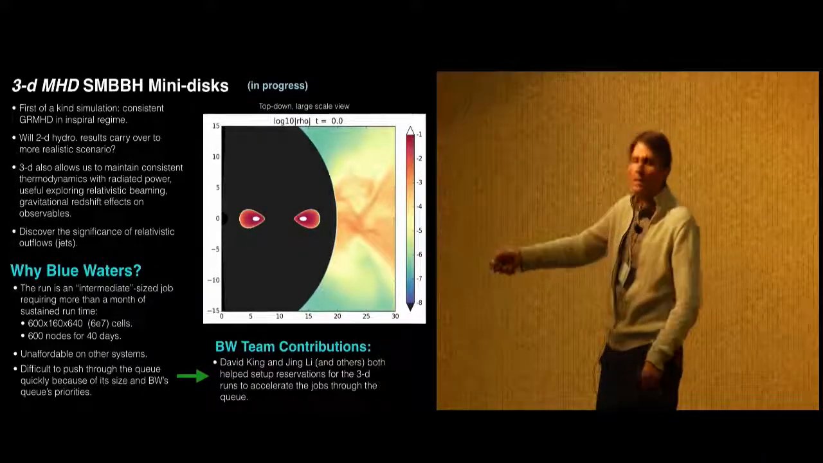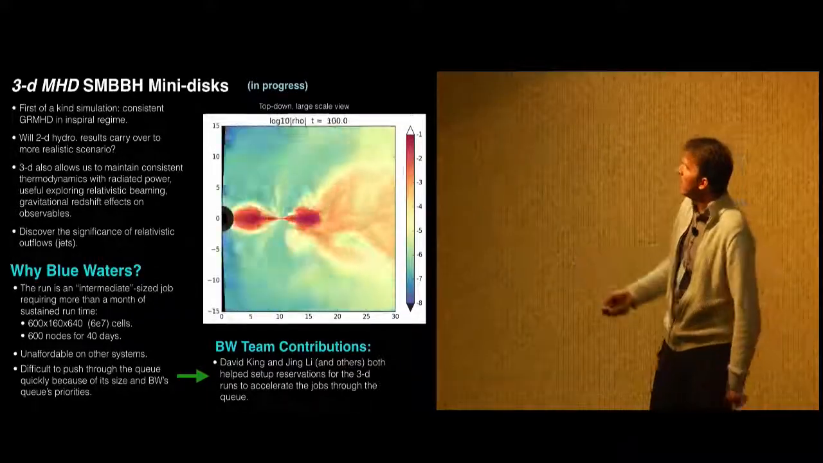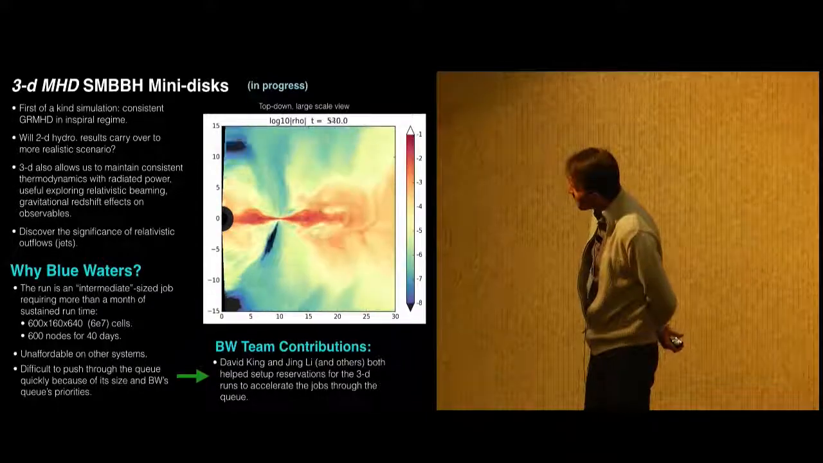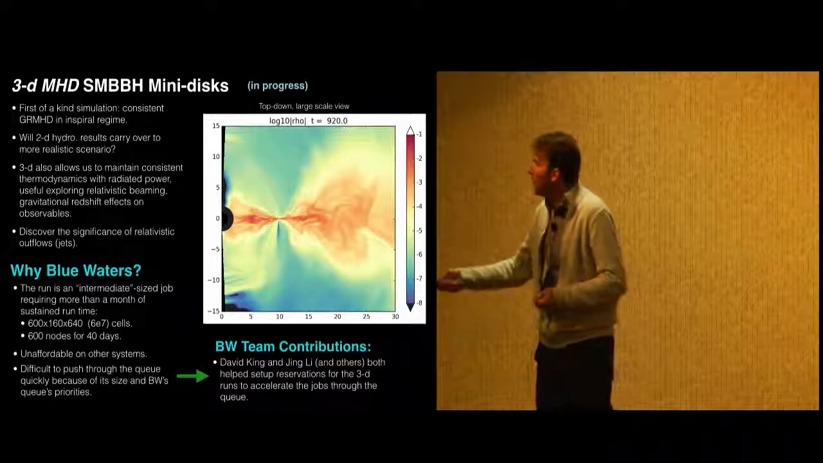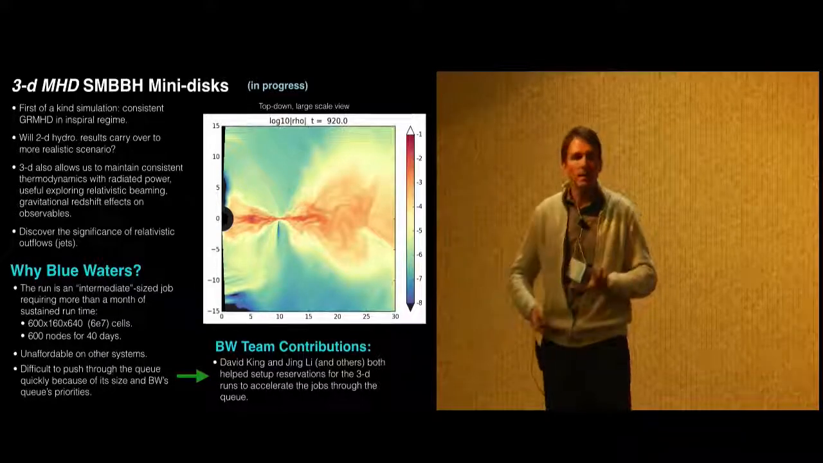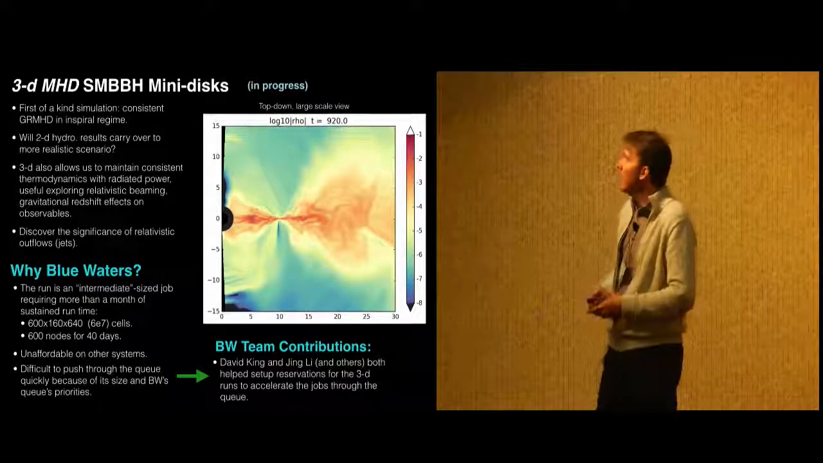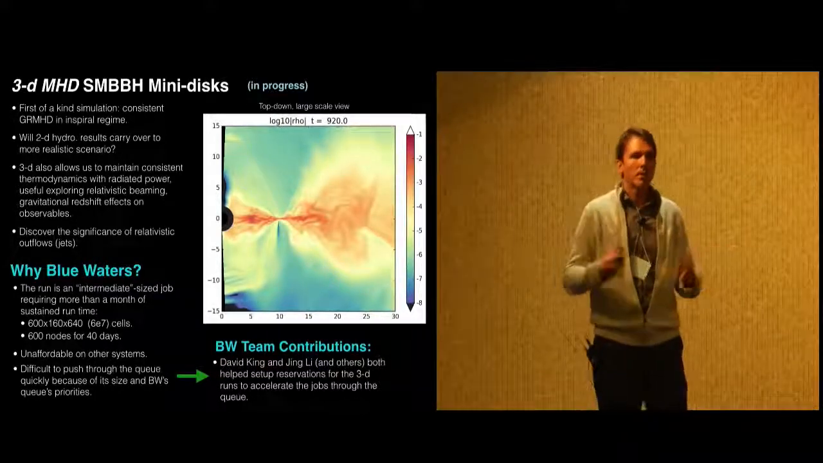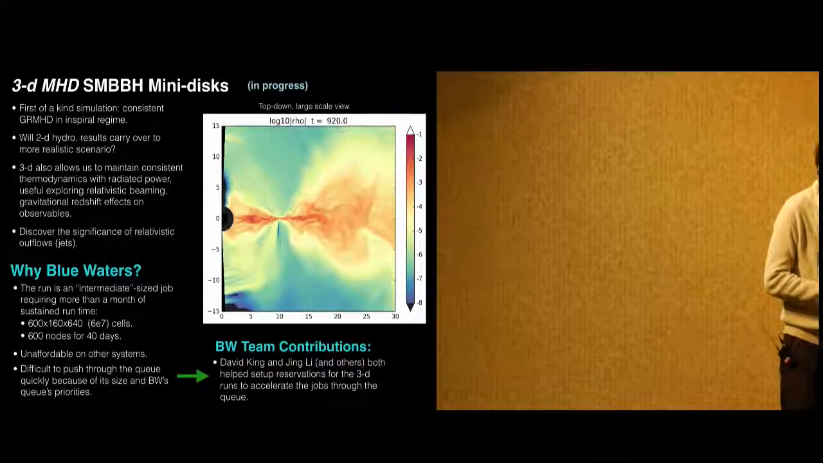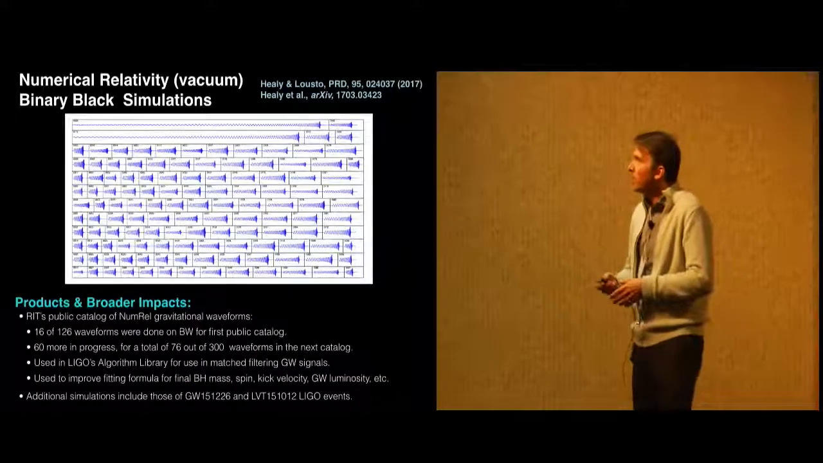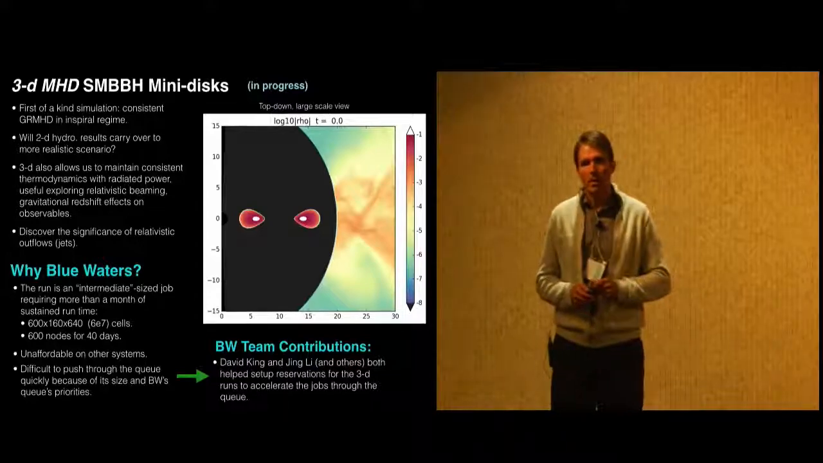Okay, so you can see that these mini disks will go MRI unstable, and it connects pretty smoothly with the circumbinary flow. So what we're going to be focusing on is how those mini disks interact with that circumbinary disk, and to see what sorts of electromagnetic signatures we can take from these. So that was work in progress, so we're still analyzing the data fully, and we hope to publish it soon.